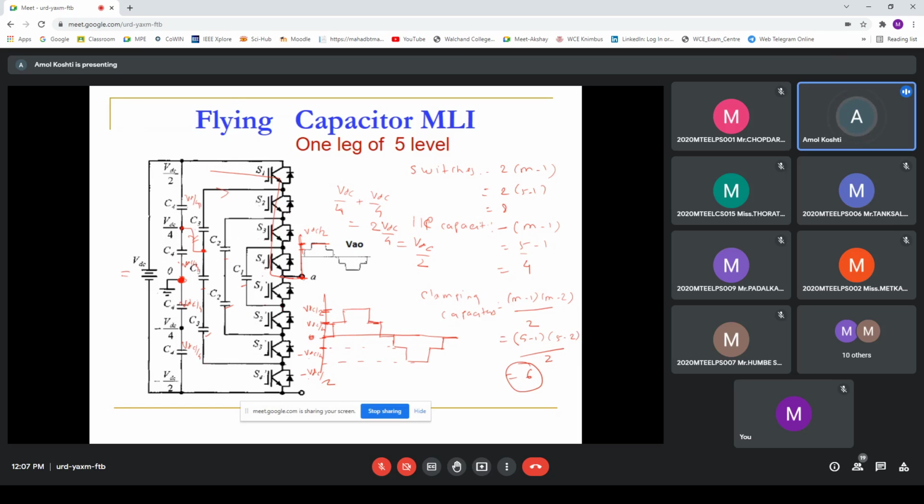In this way, again, you take the lower switches. In that case the direction of current will be reversed, and minus VDC by 4 and minus VDC by 2 will be produced.